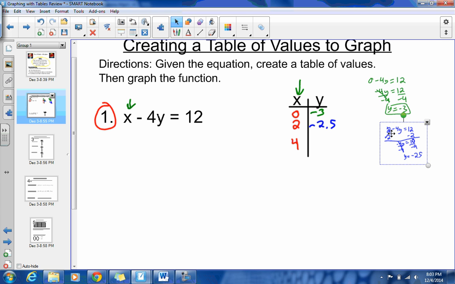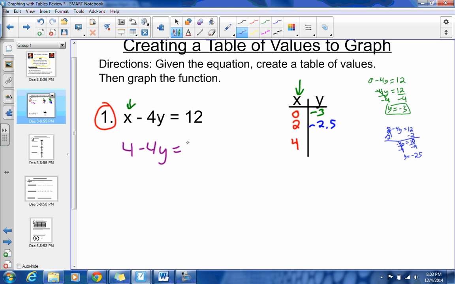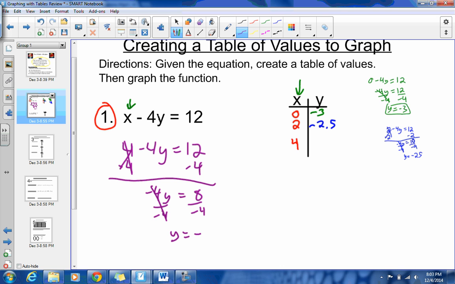And we'll complete the last work, which would be for our last x value, which is x equals 4. And we'll plug that back into the equation. X equals 4. Put that in for the x. 4 minus 4y equals 12. We'll subtract that 4 from both sides. Negative 4y then. Don't forget that minus sign. Equals 8. Divide both sides by negative 4. Y ends up equaling negative 2.